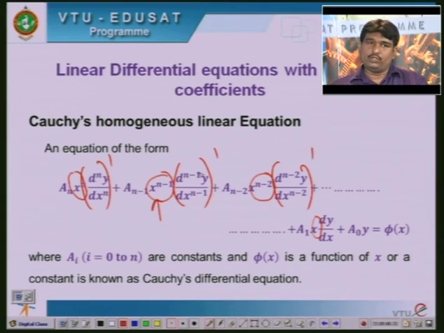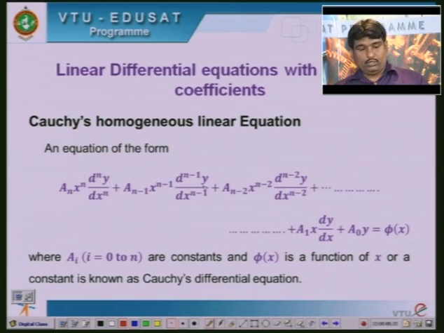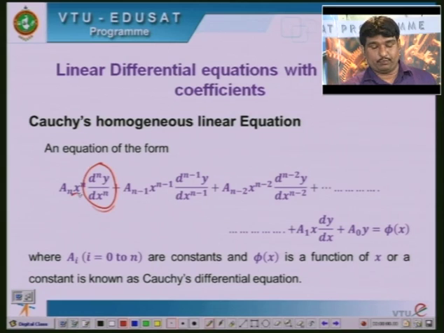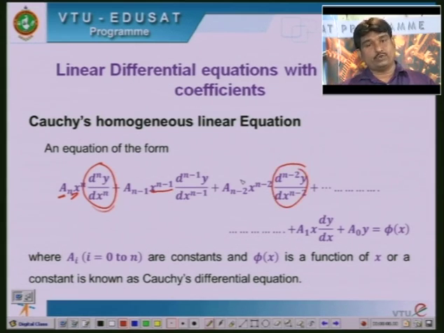Now there are two special categories which can be easily solved using standard substitutions. The first one is Cauchy's differential equation. It's a special type. You can see the coefficient of the nth derivative, d^n y by dx^n, is x to the power of n preceded by some constant a_n. The coefficient of the (n minus 1)th derivative is x to the power of n minus 1, and the coefficient of the (n minus 2)th derivative is x to the power of n minus 2. So it follows a pattern.